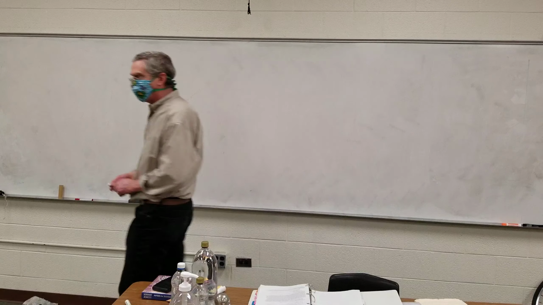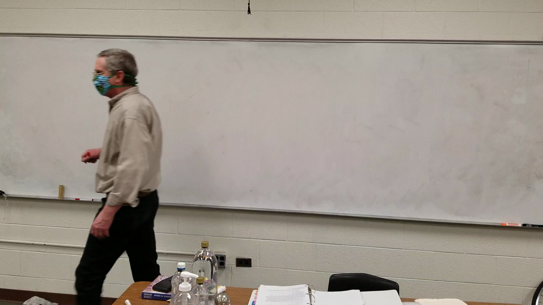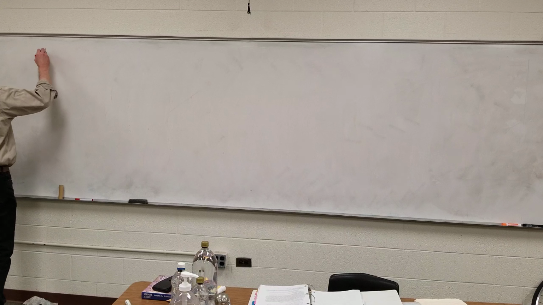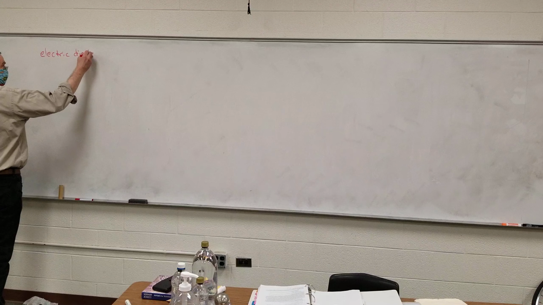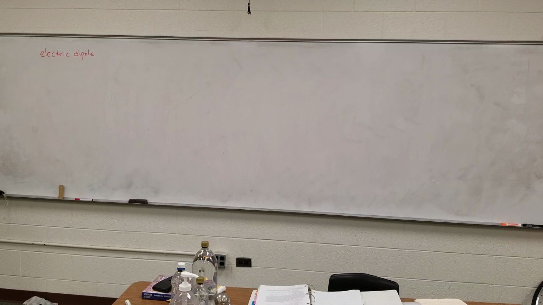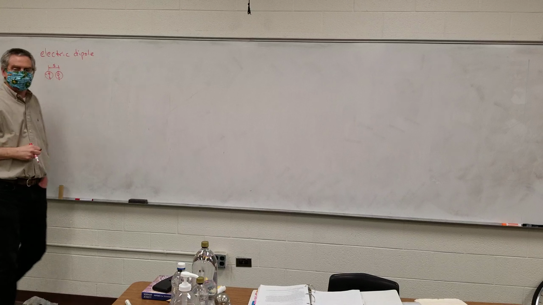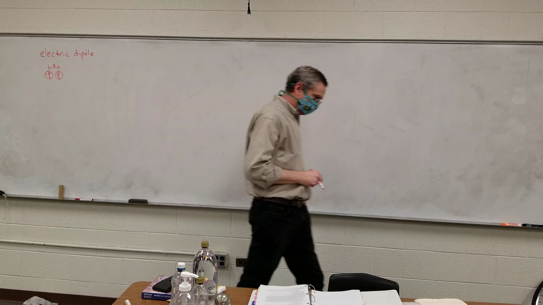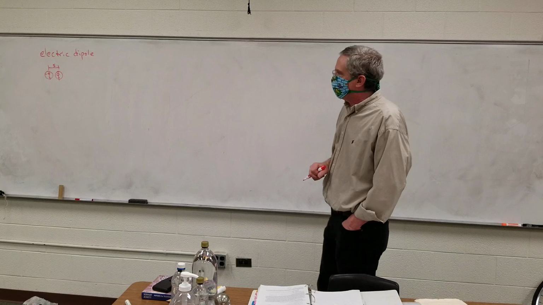So let's take a look. I think it's the last topic from chapter 23. The dipole, the electric dipole. An electric dipole is, the simplest view of it is I have two charges, negative Q and Q, that are separated by some distance S. The distance between them is fixed.